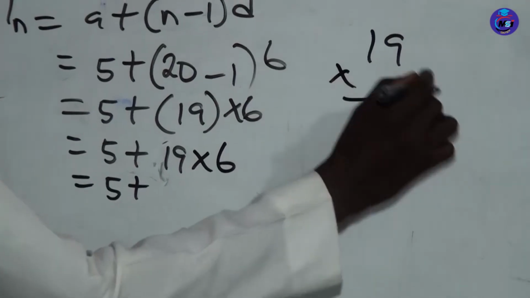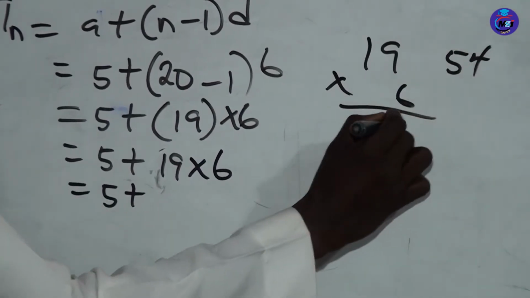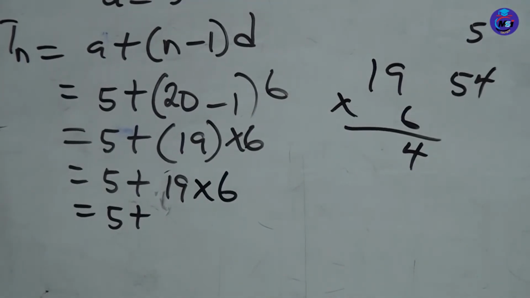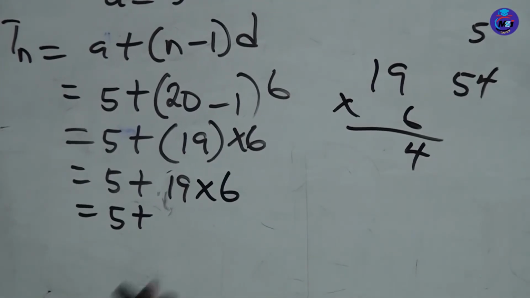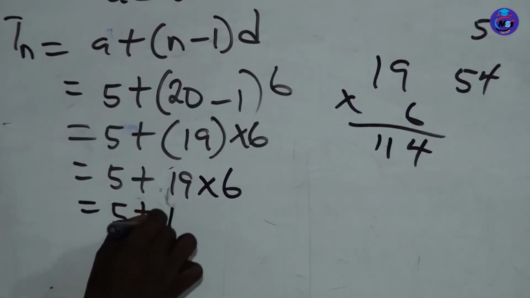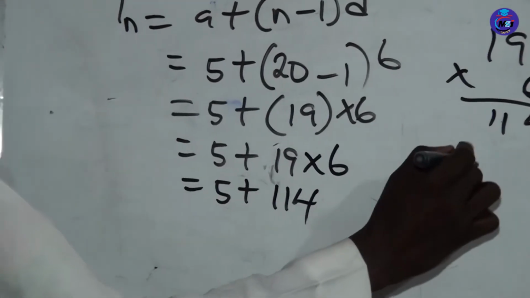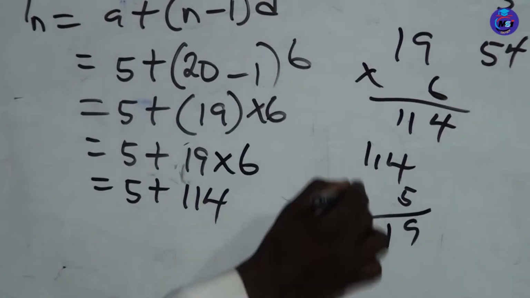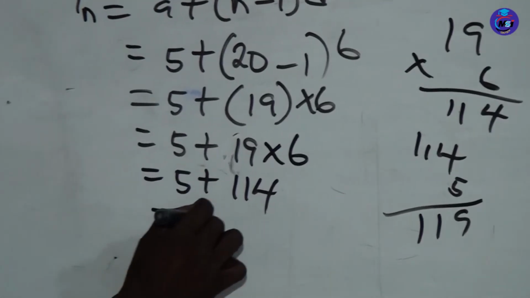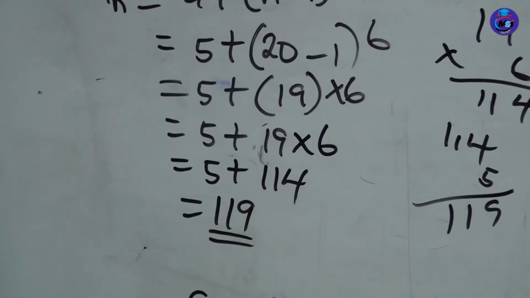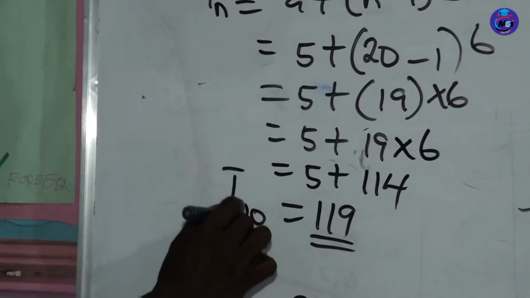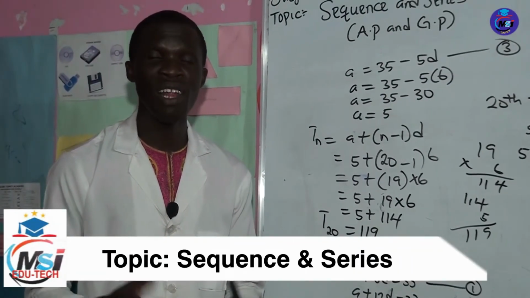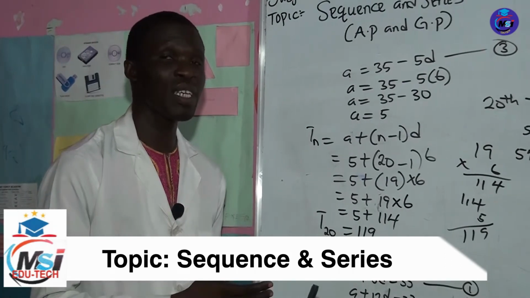6 times 9 will give us 54. 4 remain 5. 6 times 1 will give us 6, plus 5 will give us 11. So we are going to have 114. So 114 plus 5: 4 plus 5 is 9, bring 1 down, bring 1 down. This will give us 119. So this is T20.